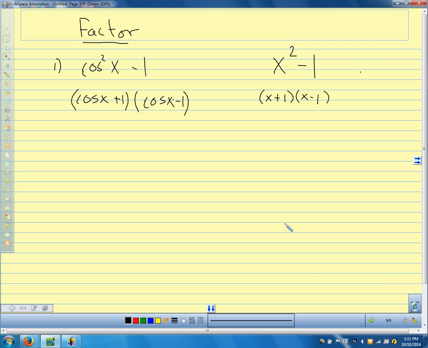Exactly the same as this. Instead of an x, we have a cosine. And we can check. If we multiply this back out, we'd get cosine squared x minus 1. So that's all this one was asking us to do, factor. And where we are going to use this eventually is we would have an equation that said cosine squared x minus 1 equals 0. That would say cosine x plus 1 times cosine x minus 1 equals 0. And then we can set each of those parentheses equal to 0 and come up with a solution for our equation.